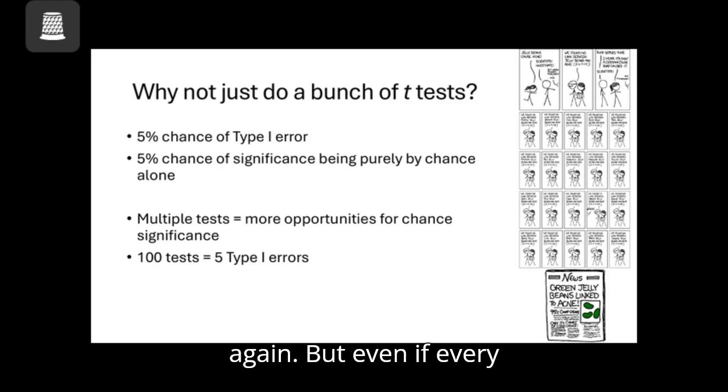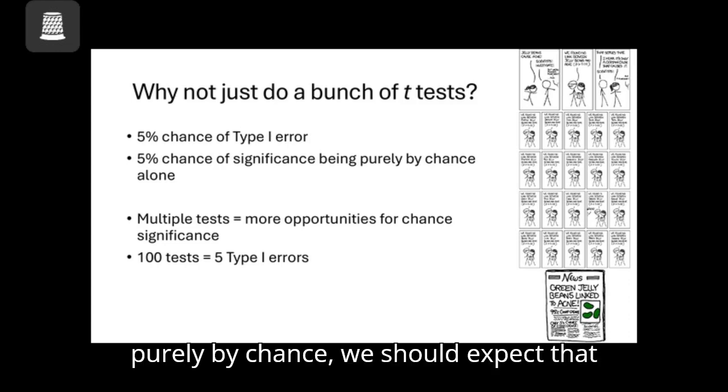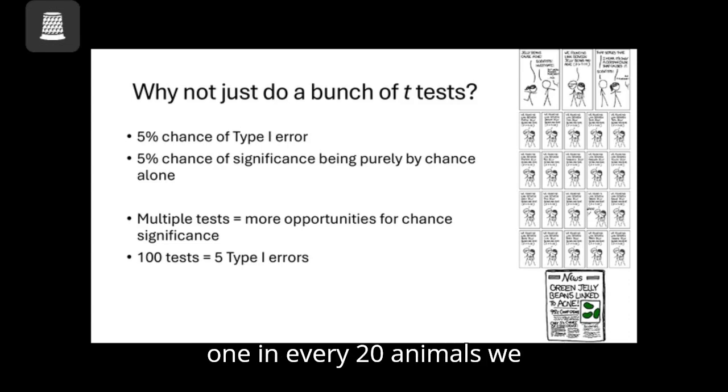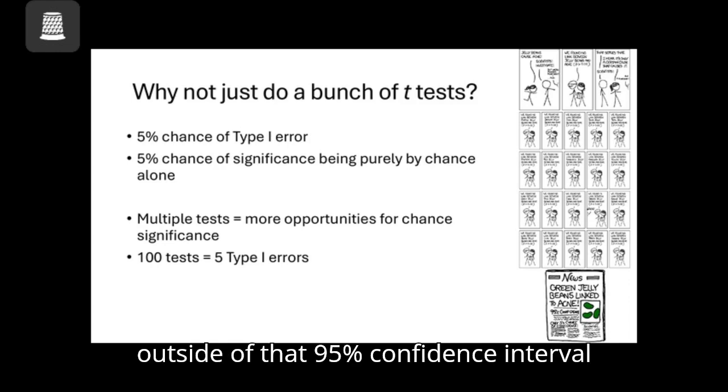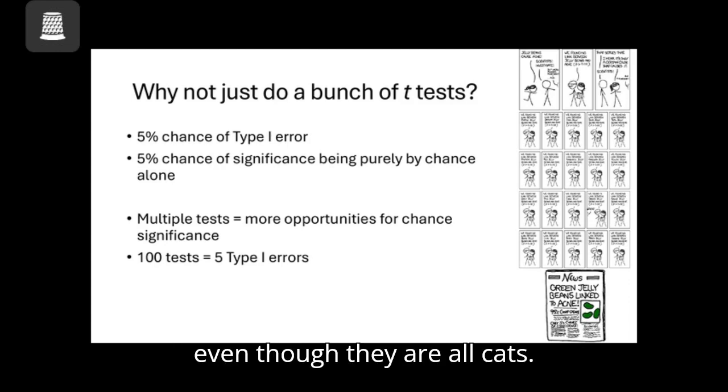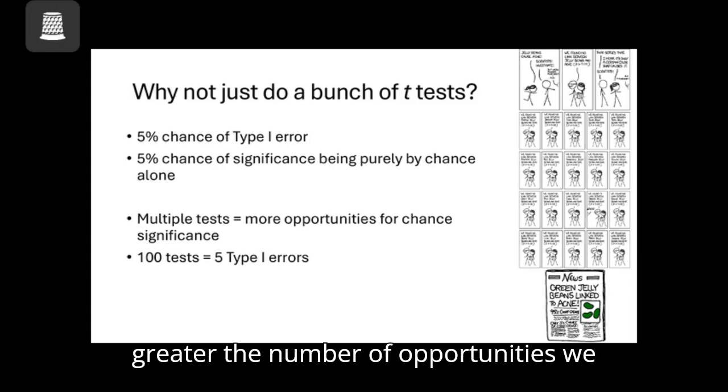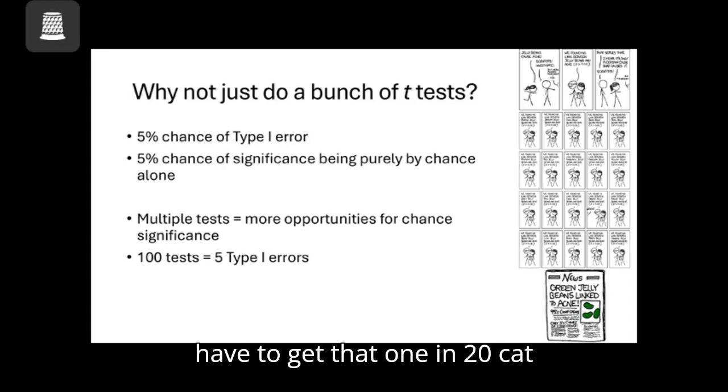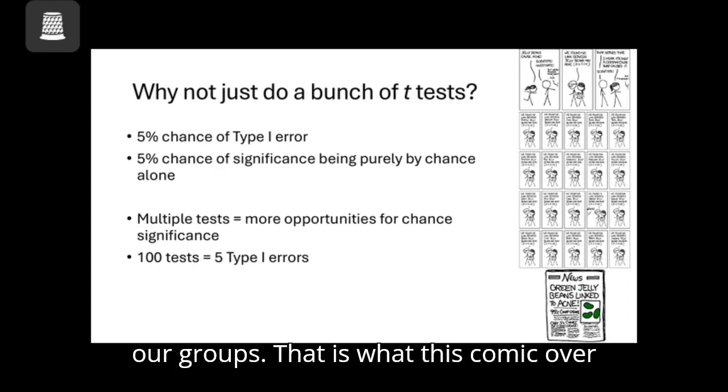But even if every single animal in the room is truly and actually a cat, purely by chance, we should expect that 1 in every 20 animals we grab and weigh will come in outside of that 95% confidence interval and therefore be registered as not a cat, even though they are all cats. So the more tests we do, the greater the number of opportunities we have to get that 1 in 20 cat and to get a significant result even when there is no difference between our groups.